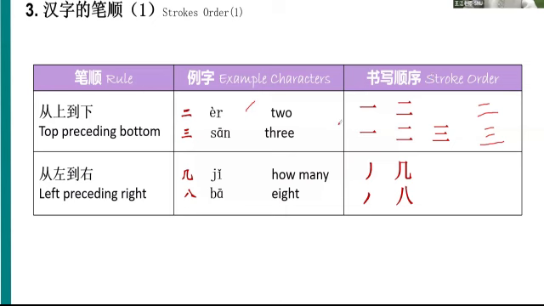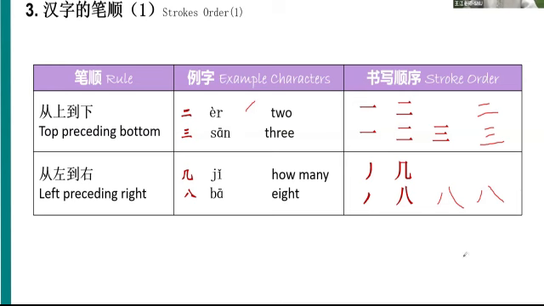Okay, and look at these Chinese characters. When we write such Chinese characters, we should write from the left side to the right side, left side preceding right side. For example, ba, left side and right side. Left falling, right falling, and the two strokes don't cross or touch each other.